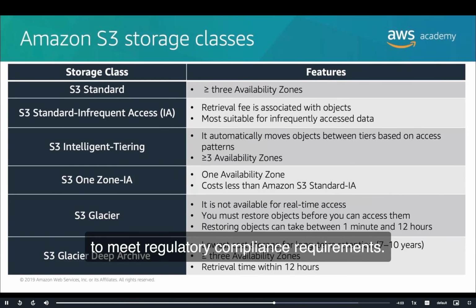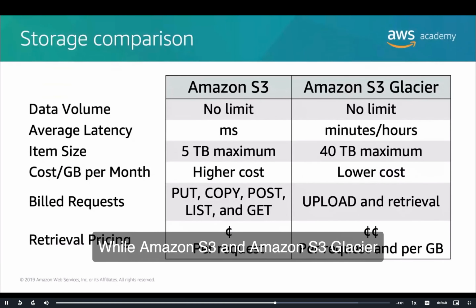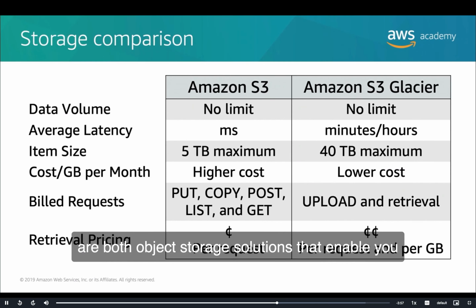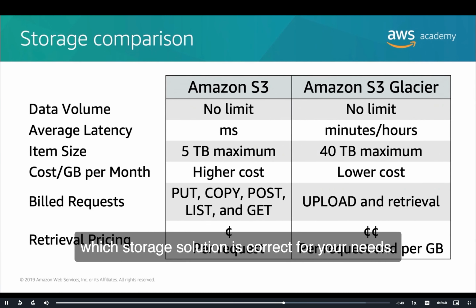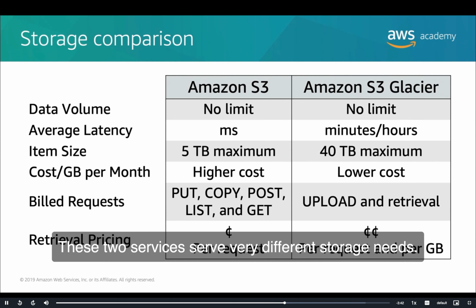While Amazon S3 and Amazon S3 Glacier are both object storage solutions that enable you to store virtually unlimited amounts of data, they have some critical differences between them. The chart outlines some of these differences. First, be careful when you decide which storage solution is correct for your needs. These two services serve very different storage needs.